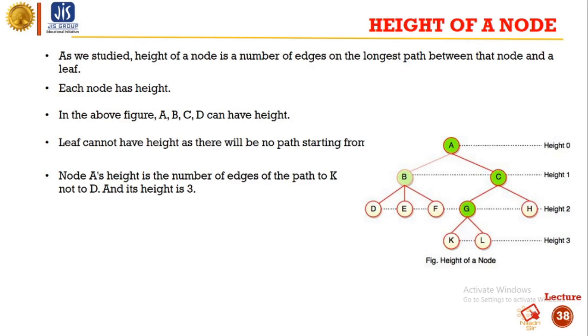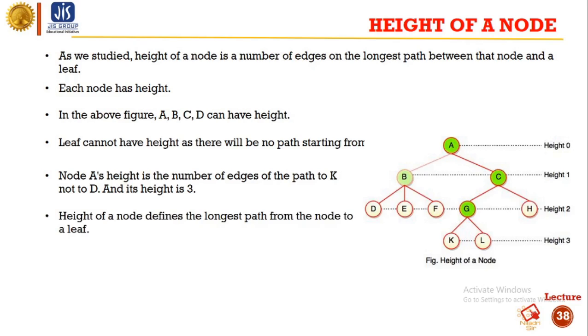Now what is the height of B? The height of B is 1. Why 1? Because from B we can go to D, E or F at most. Now what is the height of C? The height of C will be 2. Why? From C we can go to G, and from G we can go to either K or L. So we can say that the height of C is 2.